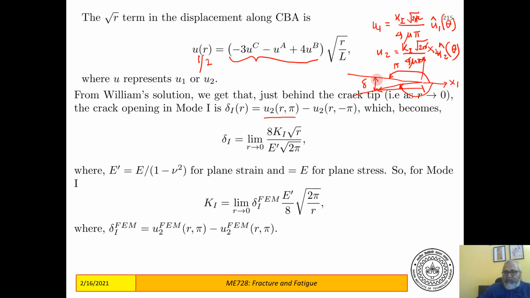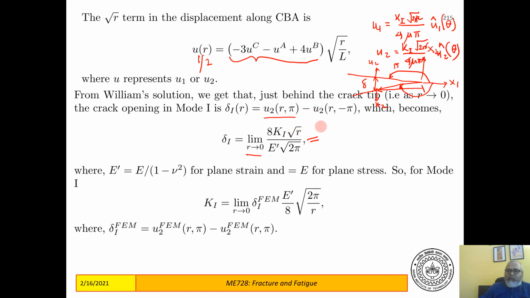And at the same location, U2 is upwards here and downwards here. If you take the difference between them, you get the opening delta, the crack tip opening delta. And in terms of K1, that should turn out to be this, if you believe the Williams solution. This would be valid very close to the crack tip, so R tends to 0.